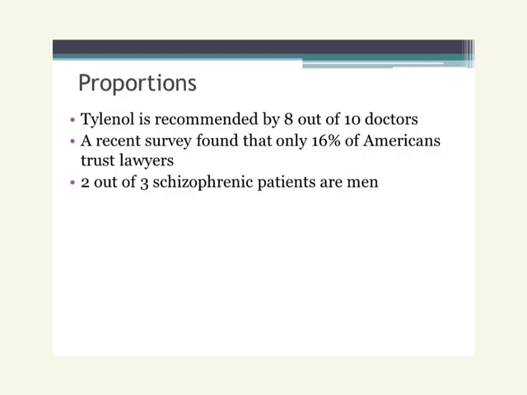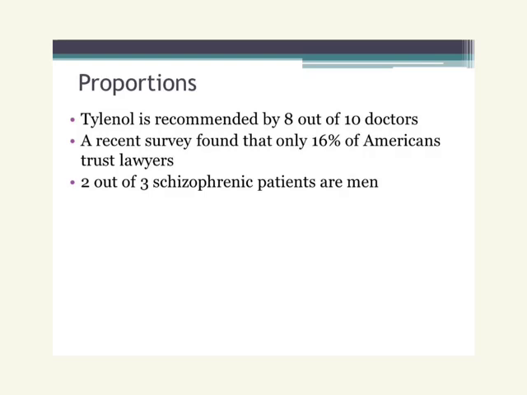Okay? Second one, a recent survey found that only 16% of Americans trust lawyers. Again, did they poll every single American? I doubt it. Some sort of a sample. All right, and then they simplified that data down. They represent it in a proportion, and we've got it. All right, and again, our last one, 2 out of 3 schizophrenic patients are men. All right, did they deal with every single schizophrenic patient? Possibly, but more than likely they dealt with a sample, and again, they're just representing their data as a proportion.